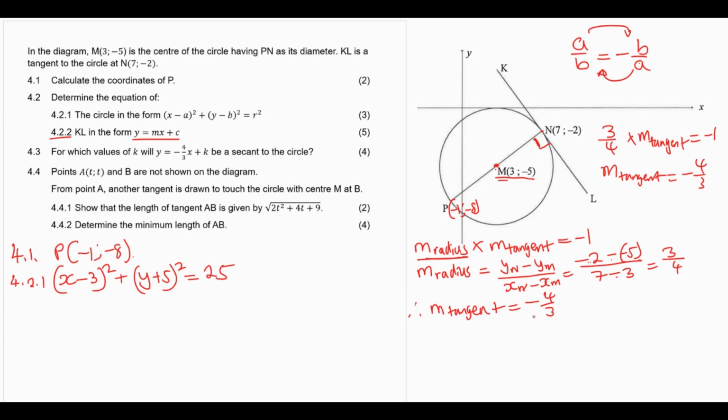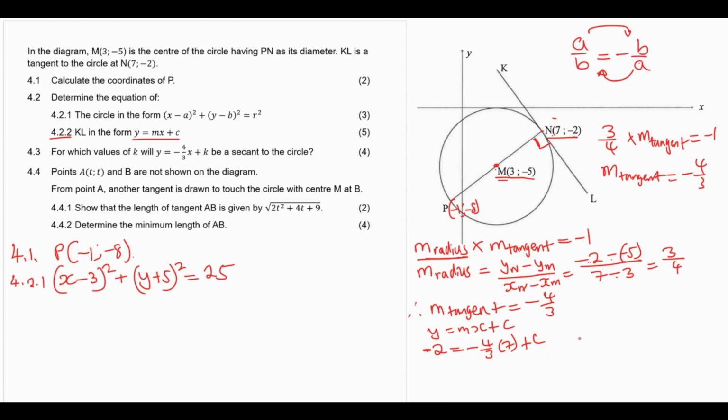Right. So now we have the gradient of the tangent and a point. So we can use the gradient and the point to find the equation of the line. So y is equal to mx plus c. So where there's m, you put -4 over 3. And then where there's y, you put -2. Where there's x, you put 7. So it's 2 is equal to -4 over 3, and then times 7. No, this one is -2, not 2. y is -2. x is 7. And then plus c. Now we can find c.